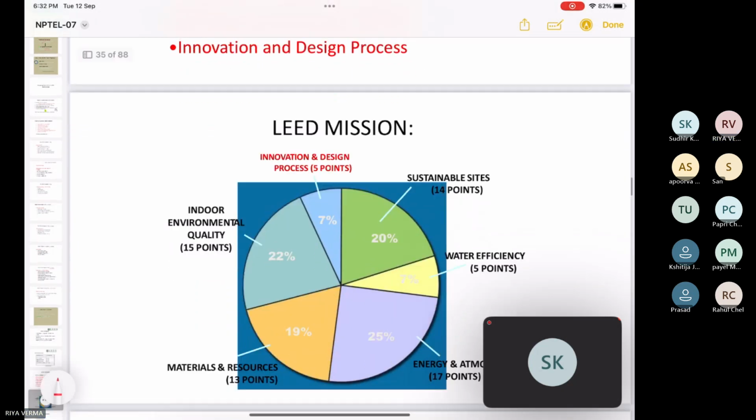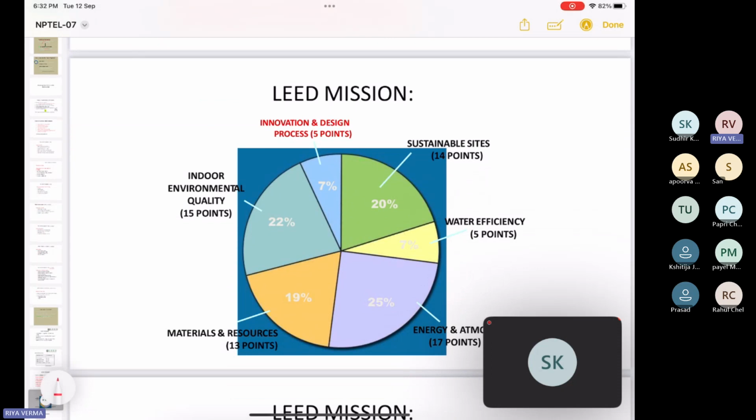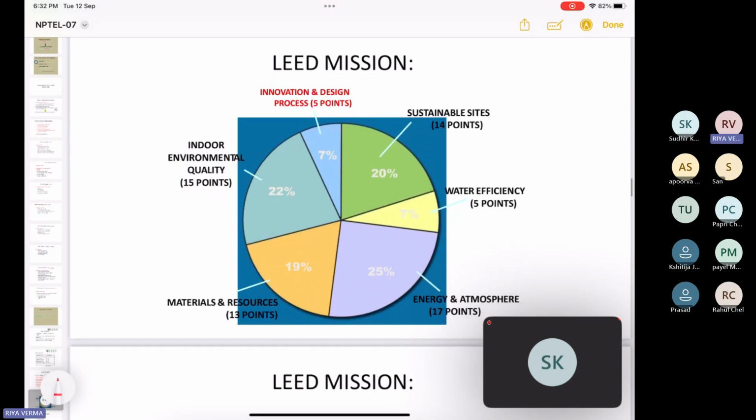So in LEED, every single point is classified for all six categories. For sustainable sites, it contains 20% of the total points. In total we have 70 points, so it contains 14 points. Out of 14, how many points we get for the sustainability of sites. That is the first category. Second, we have water efficiency.